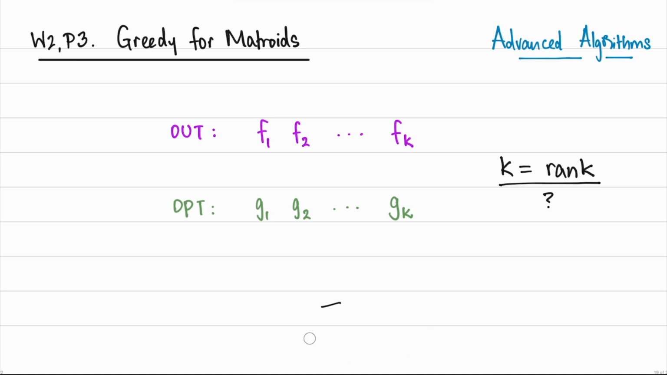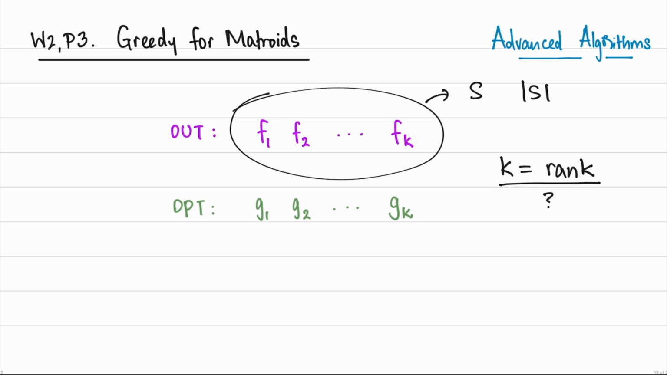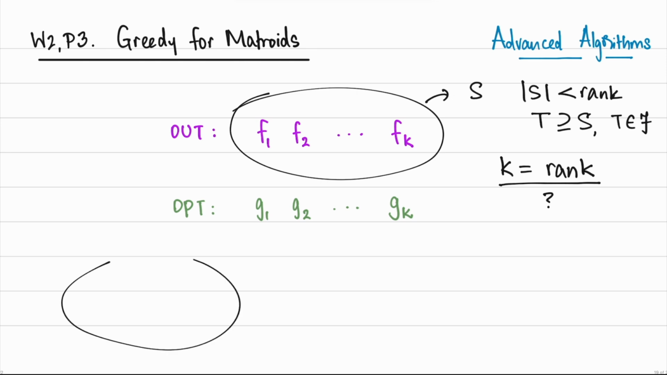On the other hand, why will the greedy algorithm also pick up rank many elements? Let's think about that for a second. Suppose the greedy algorithm runs its course and it ends up with some set S where the size of S is less than the rank of the matroid. This again means that there is some T which is a superset of S, and T is in the family F. So now let's look at this T, and let's look at an element e which is in T but which is not in S.